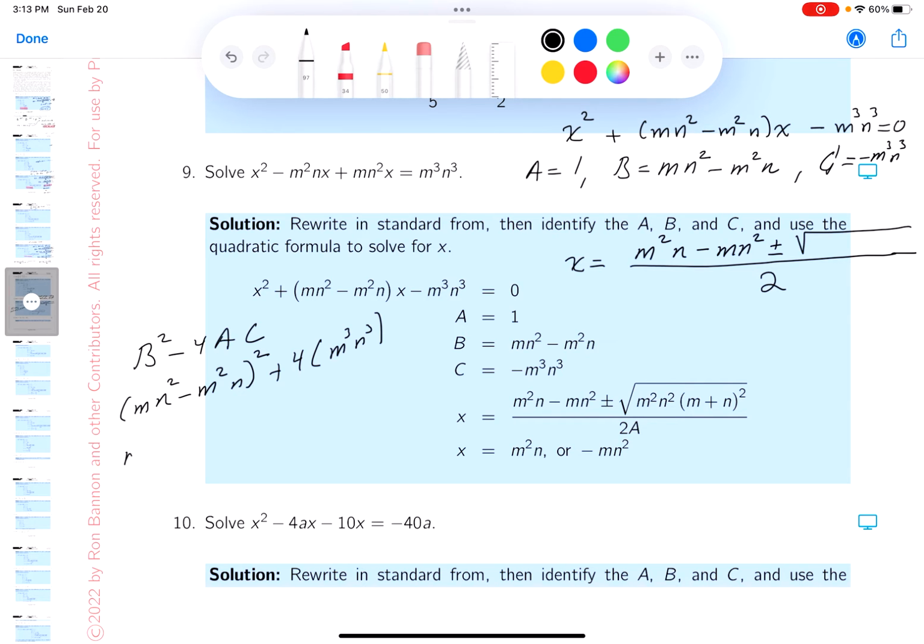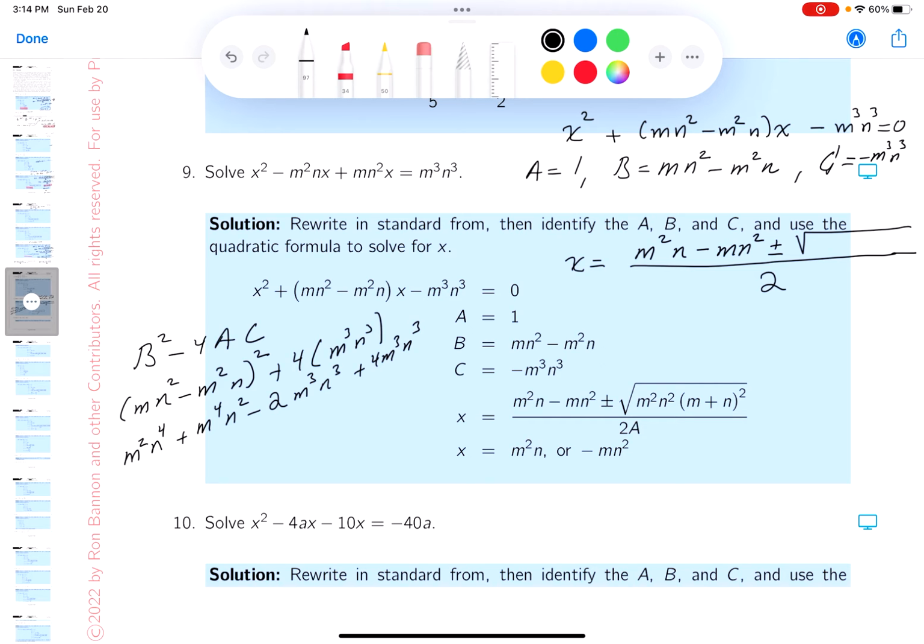Well, you're going to get m squared n4 plus m4 n squared. Here comes the tough part, the internal thing, right? So it's going to be minus 2 m cubed n cubed. All right? Plus 4m cubed n cubed. Whoa, that's looking like a tough one, doesn't it?